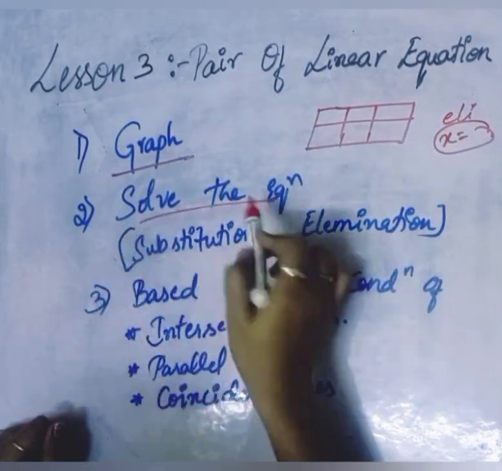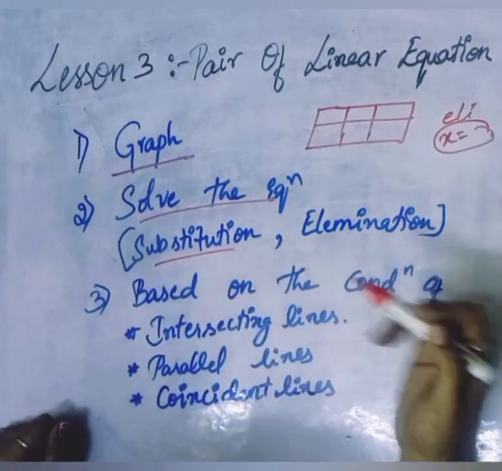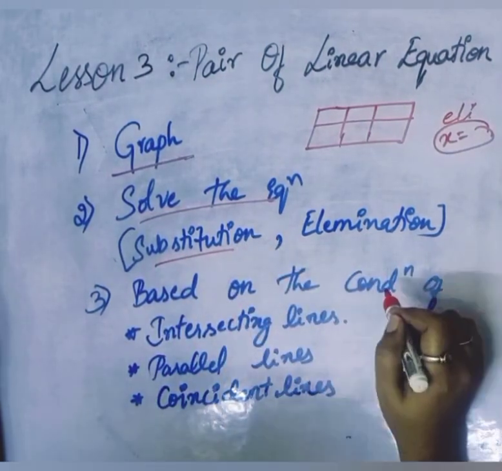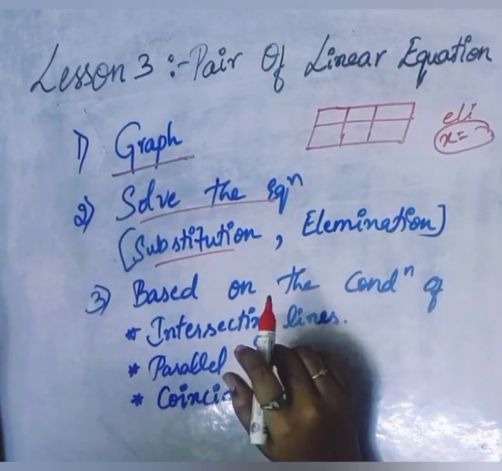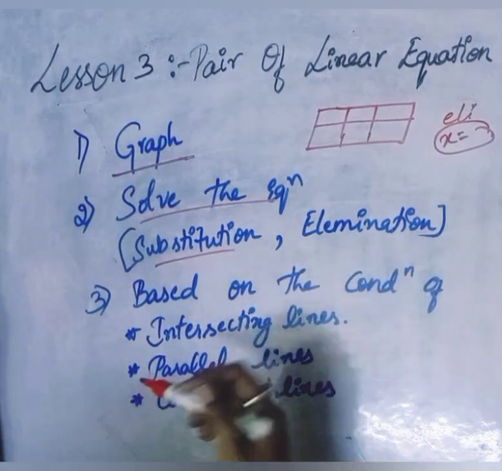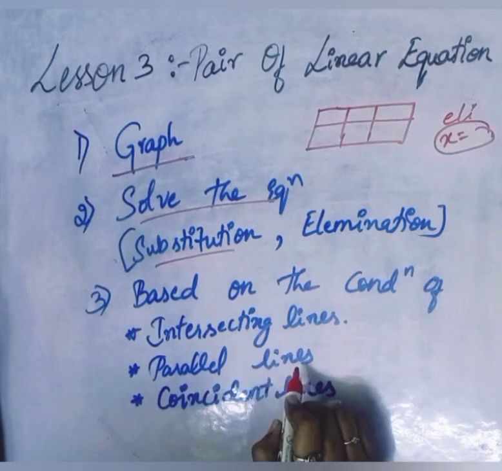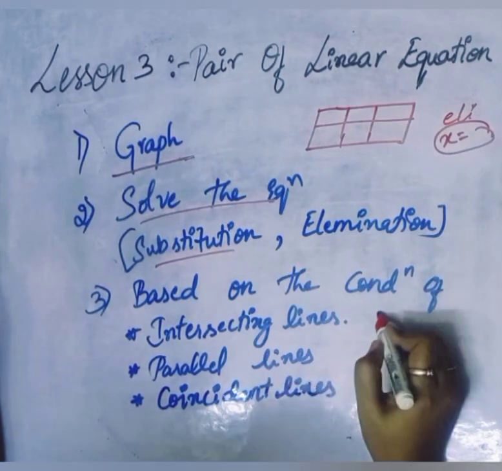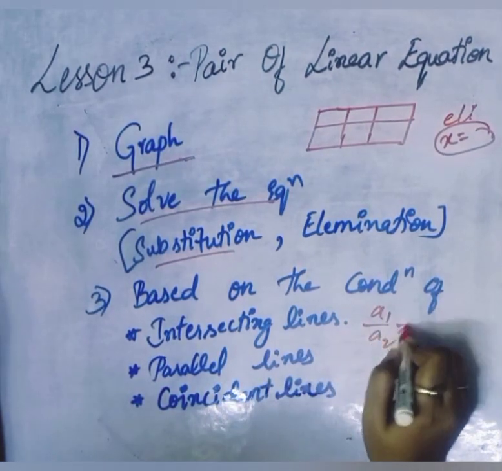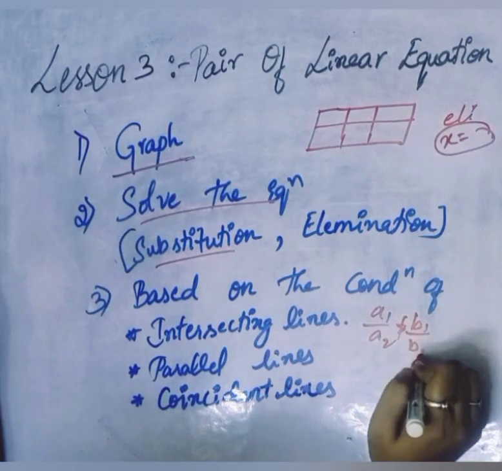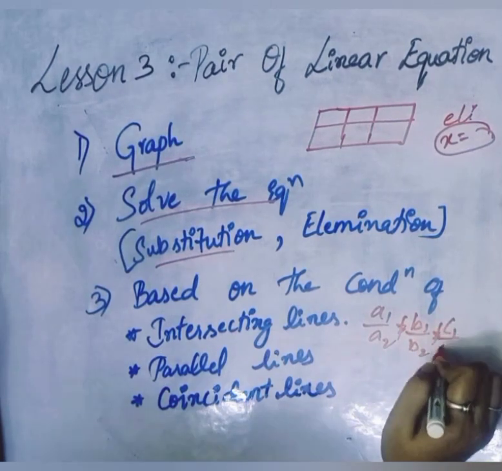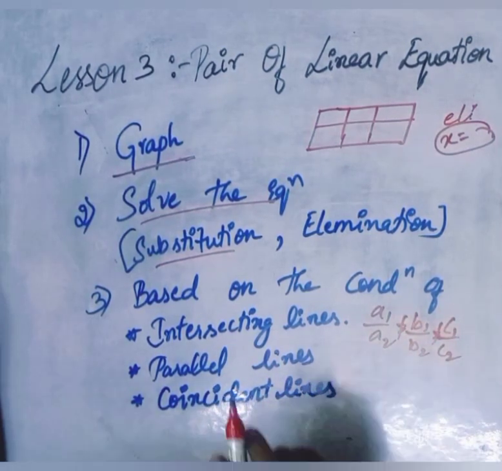Next, we have solve the equation. It may be by any method, or they may mention one suitable method, and you find the values of the equation. That is one thing. And next is based on conditions: intersecting lines, parallel lines, and coincident lines. For intersecting lines, A1 by A2 is not equal to B1 by B2. Based on these conditions you may get sums.